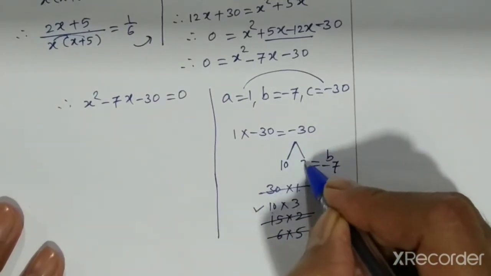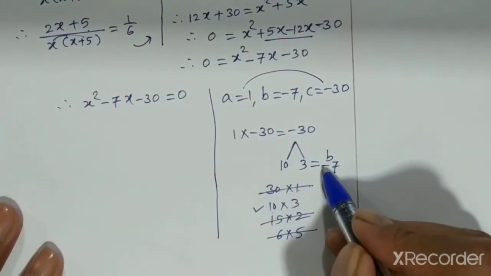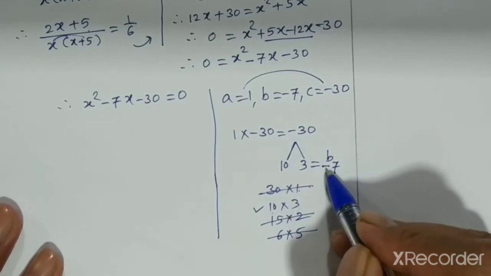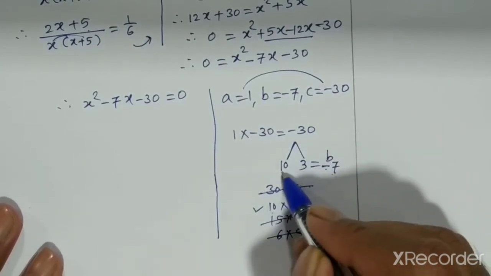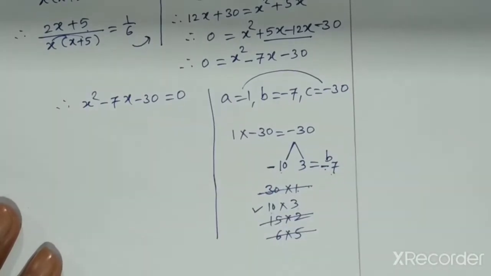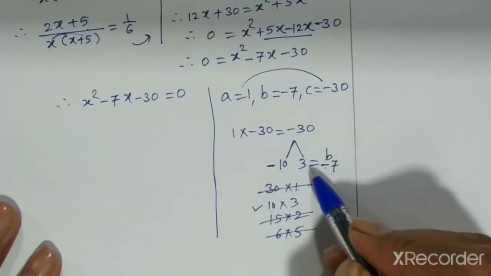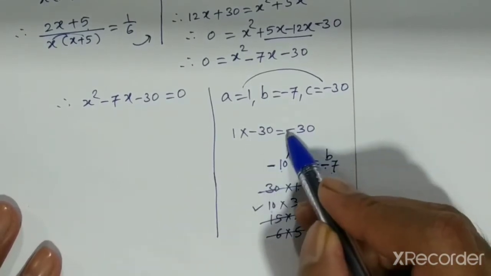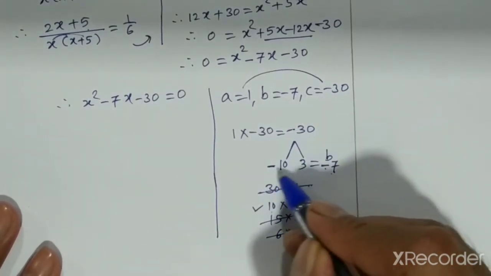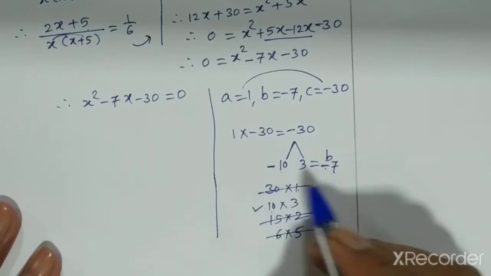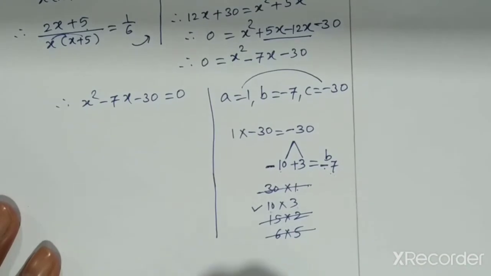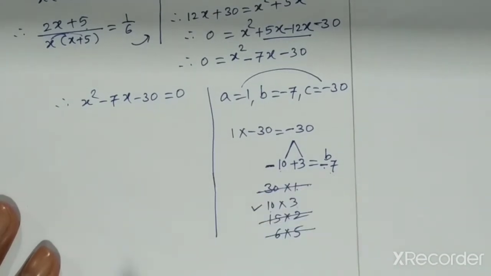So 10, 3. Now give the sign of B to the big number. So the sign of B is minus. Here 10 is big, so the minus sign goes to 10. Now we have to decide the sign of the smaller number. Whenever the product of AC is negative, we have to give different signs to these factors. So here it is minus, so different sign means it must be plus. Then only both will have different signs.